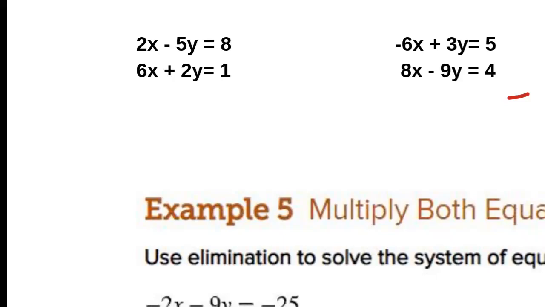Survey says no. Boy, that was a weak no. Thank you. But that was weak. There is no opposites there, right?